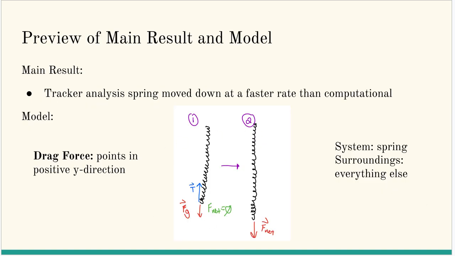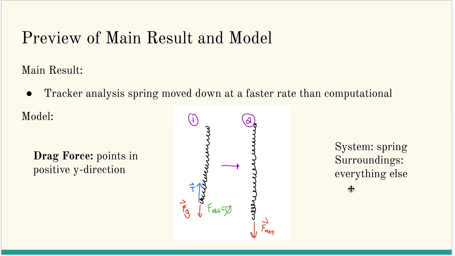This was the model of the physics principles where the tension was pointing upwards and gravity was pointing downwards. This was when it was at equilibrium, so the net force was equal to 0, and then eventually it moved downwards, so the net force was downwards. And I also considered the drag force pointing up. The main result was that the tracker analysis spring moved down at a faster rate than the computational model.